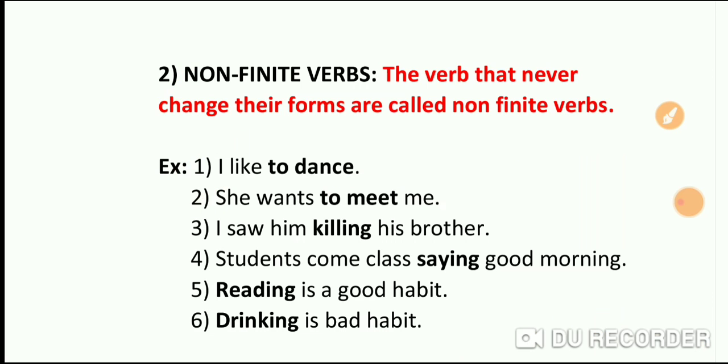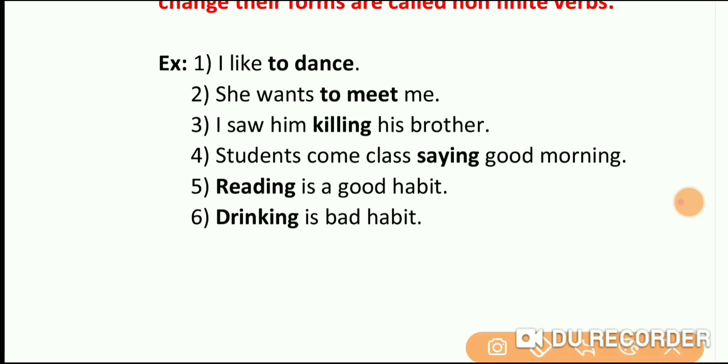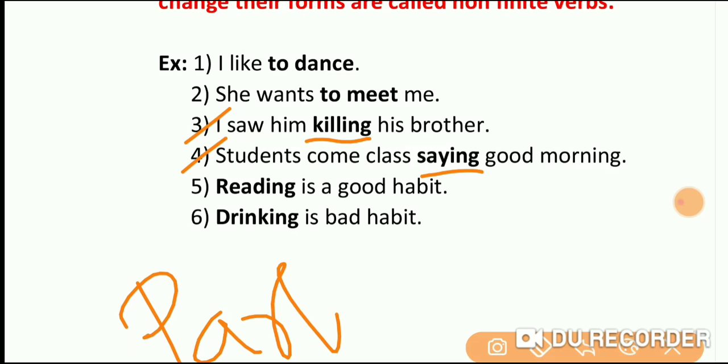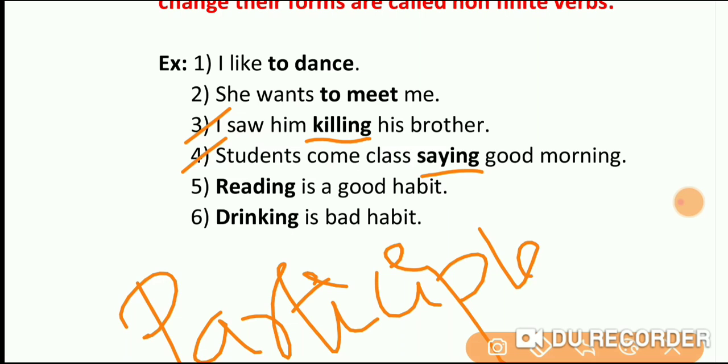See example number three. I saw him killing his brother. Students come into class saying good morning. Here you can see the verbs killing and saying. They never change. They will always remain the same in the sentence. These are called participles.